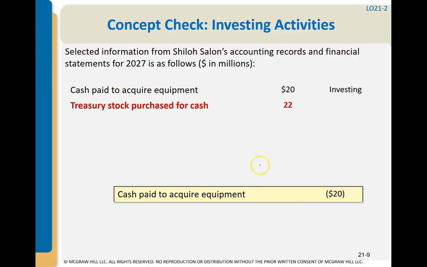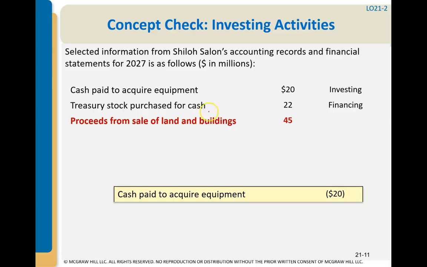Second item, treasury stock purchased for cash. Well, where does treasury stock reside on the balance sheet? It resides in the equity section. That means it's a financing activity and we're not going to account for it in our investing activity section.